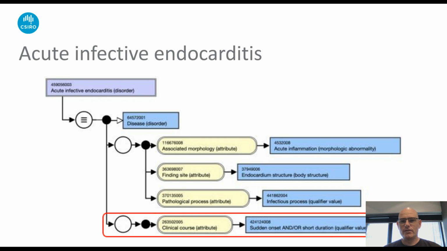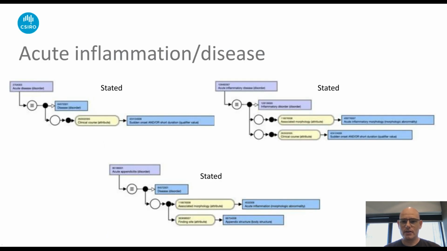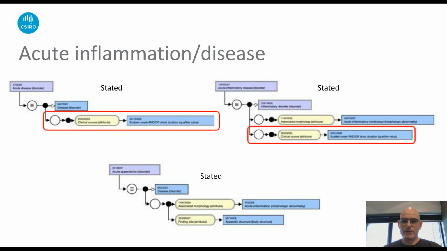So looking at acute infective endocarditis, you actually see that it's got a clinical course modelled against it, as well as the other modelling and the parent of disease. And if we look at acute inflammation and acute disease, you'll see again that there's a clinical course model there that is missing from acute appendicitis.